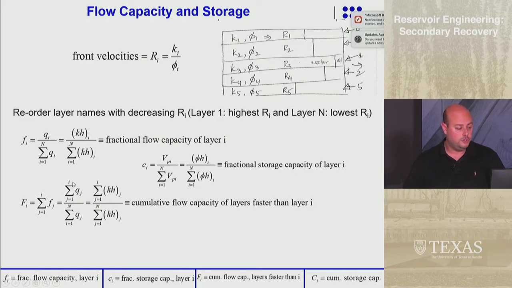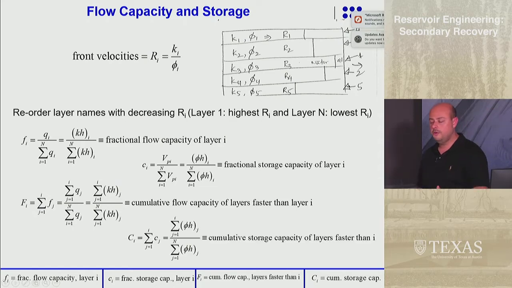Well, what you do is you sum up from j is equal to 1 to 3. You don't go all the way to 5. You go from 1 to 3, and the denominator goes from j is equal to 1 to 5. So that's how you get this capital F. Capital C is a cumulative storage capacity, and it works in a similar way. So it's really the sum of these little c_j's from j is equal to 1 to i, or you can write it in this formula. That might be a little confusing, so I'm going to do an example problem real quick here.